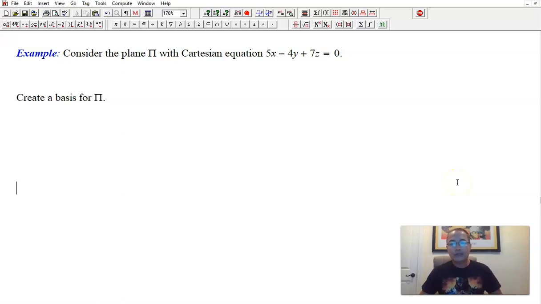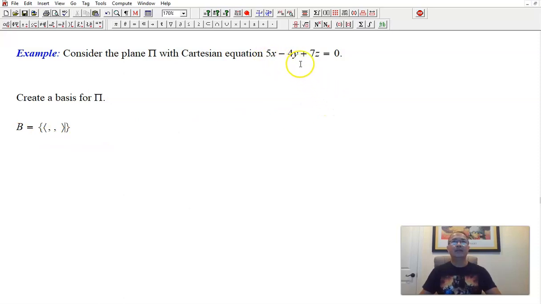Okay, so we know that a plane is created with two non-parallel vectors from the plane. So let's consider the plane pi with Cartesian equation 5x minus 4y plus 7z is 0. Let's make a basis for this subspace, this plane. Okay, so B will be made of two vectors. Here's one vector. What will go in it?